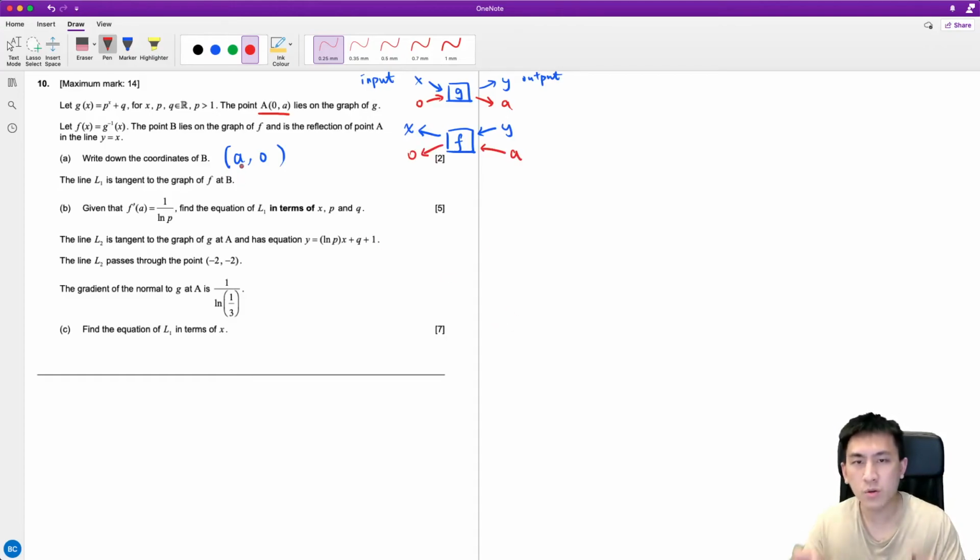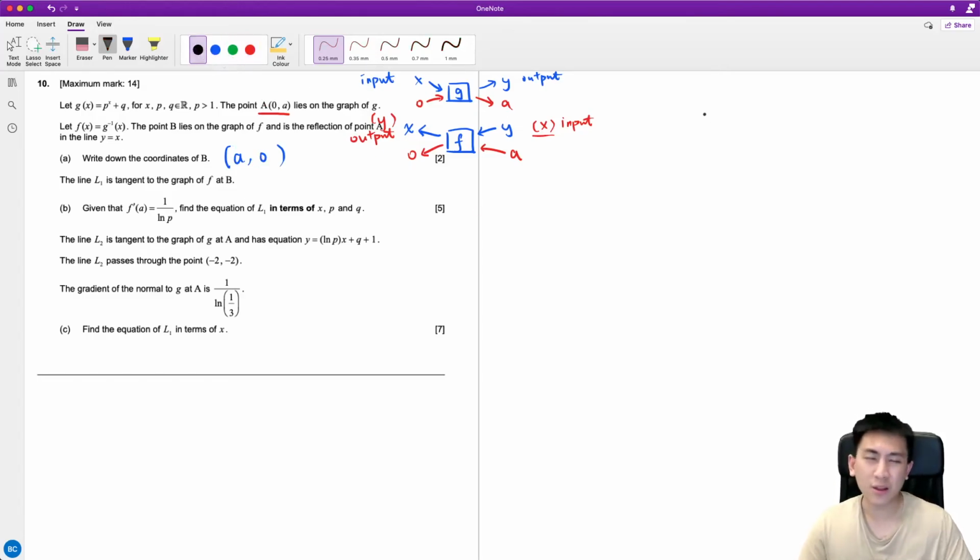Therefore, now your new x, your input, is that, and that's your y, because the inverse has flipped. And now this is my output, right? The fact that, if it's an inverse, you put a in, you get 0 out. Therefore, you would just get (a, 0), because that is the equivalent point of point A on the inverse. It has to go the other way around.